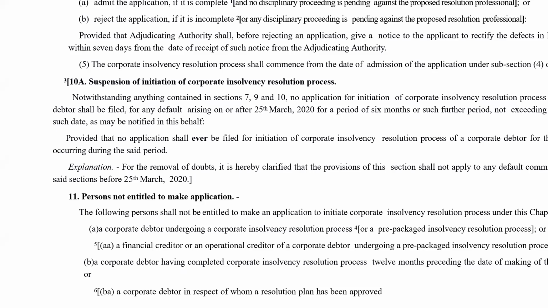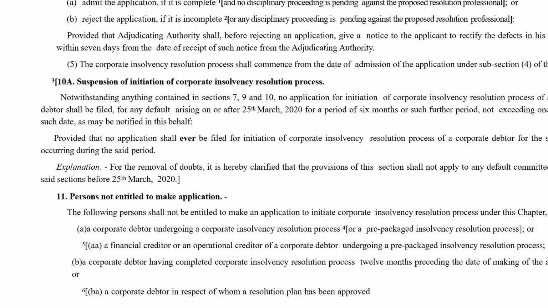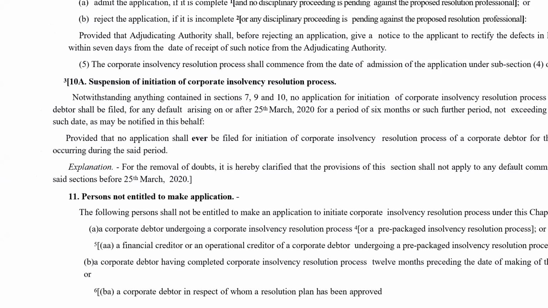Provided that no application shall ever be filed for initiation of CIRP for the default occurring during the said period. So there are two things. Number one, if the default occurs during this period, then it says no application shall ever be filed. But first thing it says: for any default arising on or after 25th March.